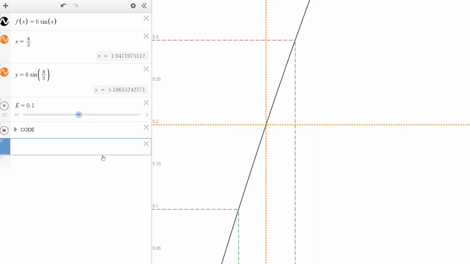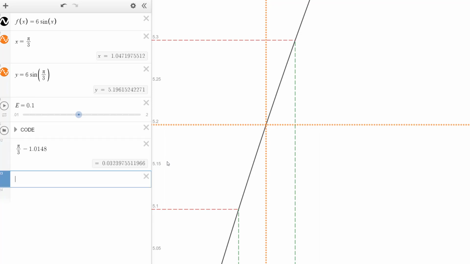So if I go ahead and type in pi over 3 and I find the distance between that and the lower x value, so let's take a look at this one right here. It's 1.0148. Now, again, it's an approximation. You'll have to forgive me, that's not exact, but 1.0148. So that delta neighborhood is of size 0.03239, so on and so forth.